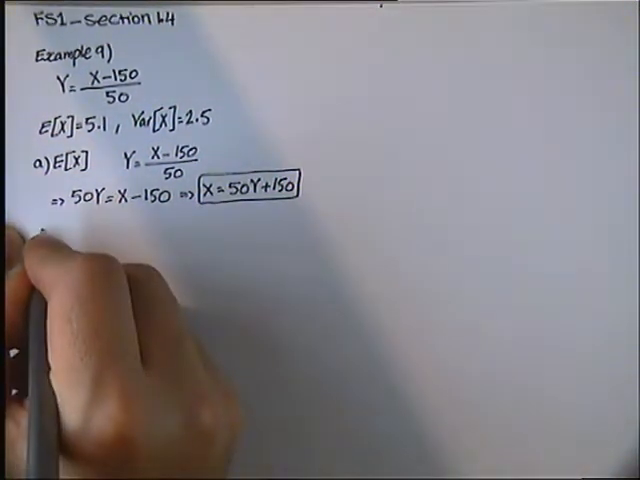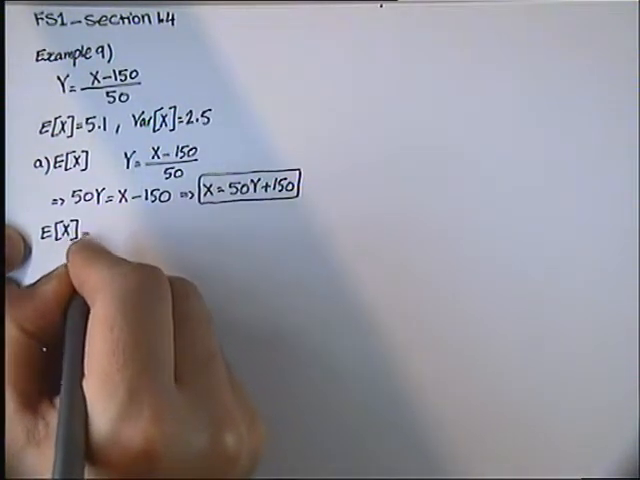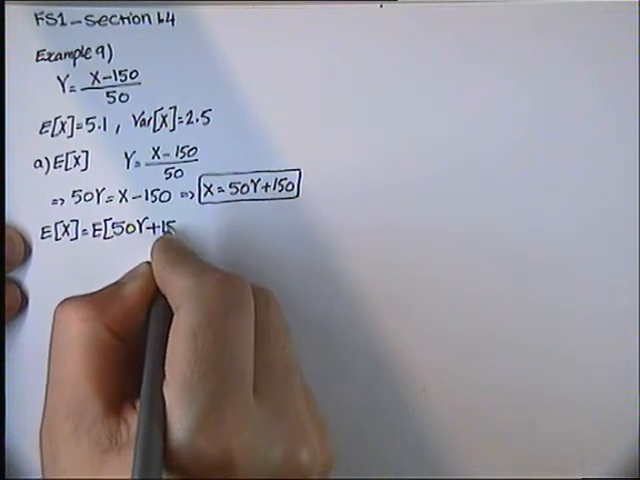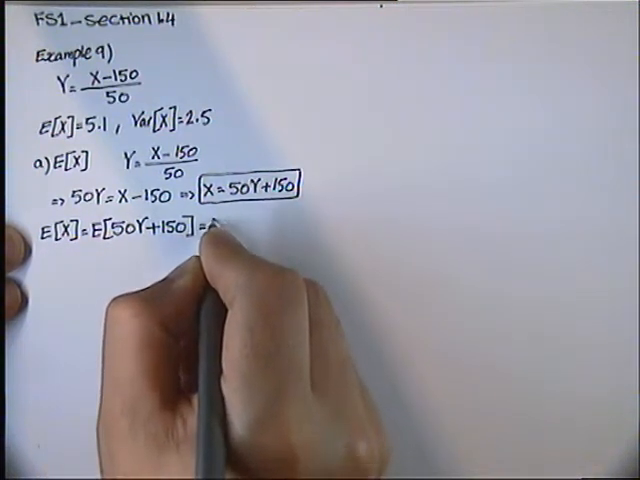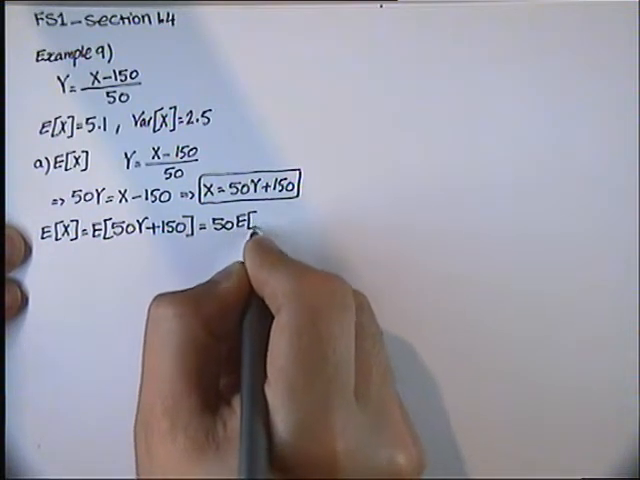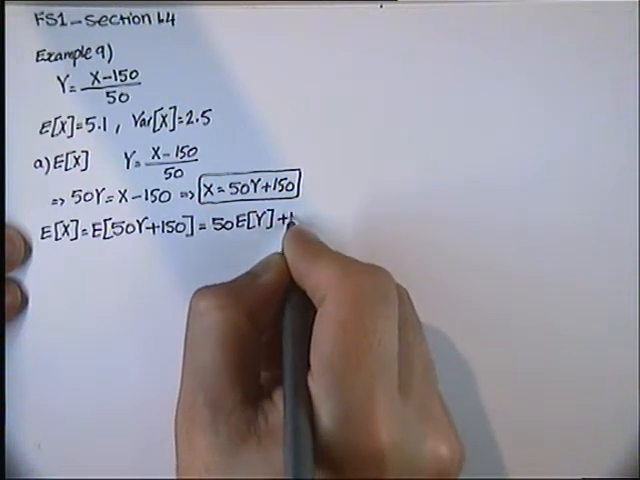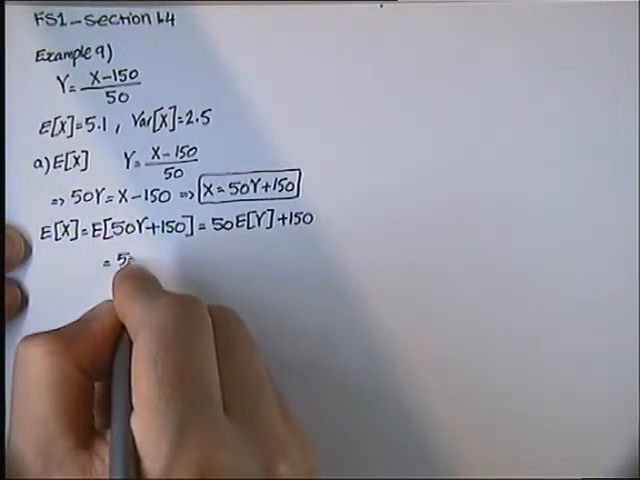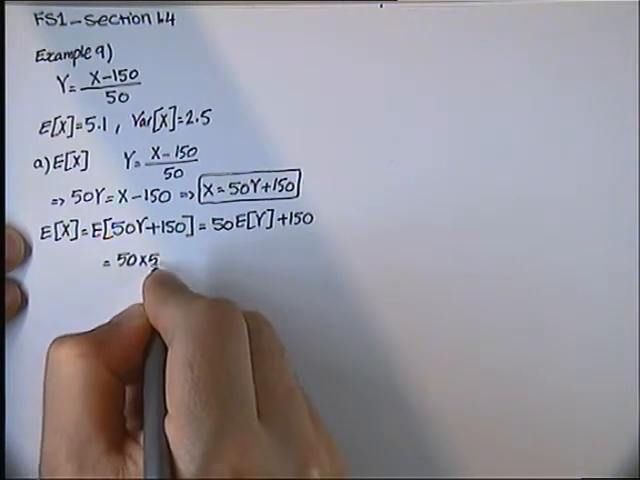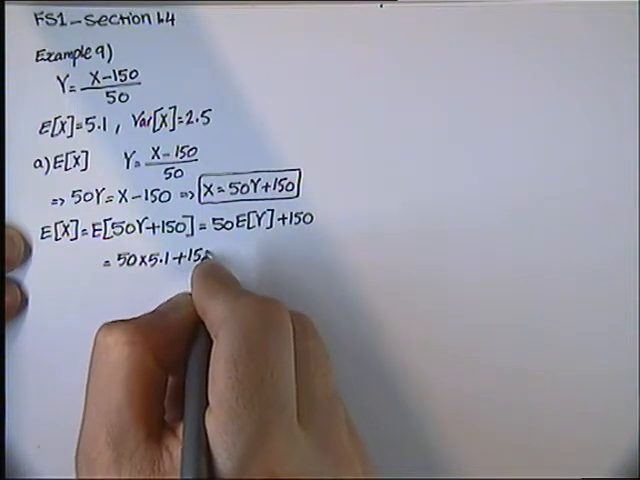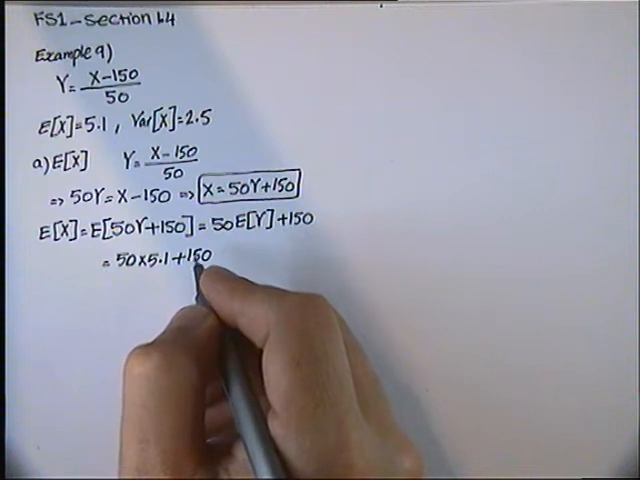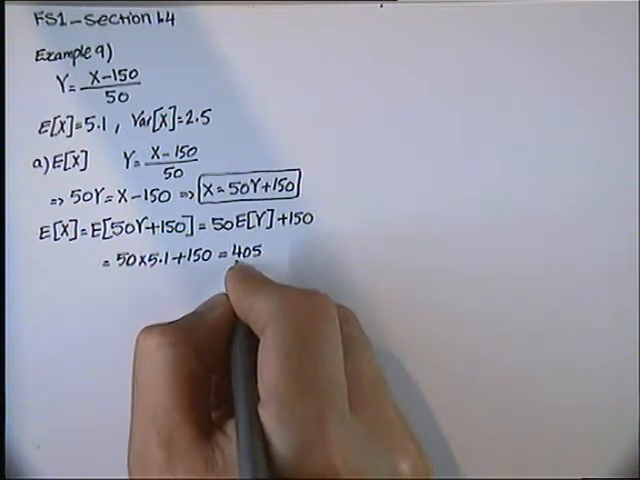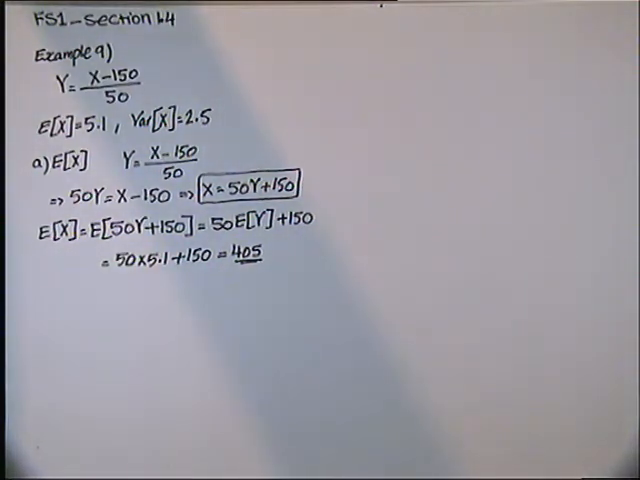So E of x is equal to E of 50y add 150, which is 50 times E of y add 150. We know that E of y is 5.1. So 50 times 5.1 add 150. Using our calculator, we should be able to get 405.